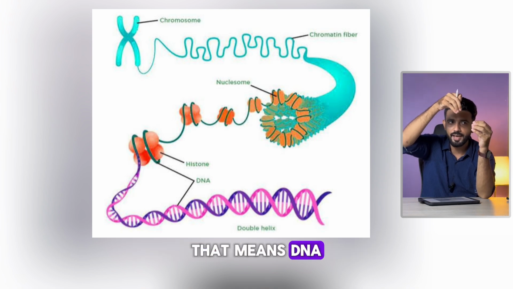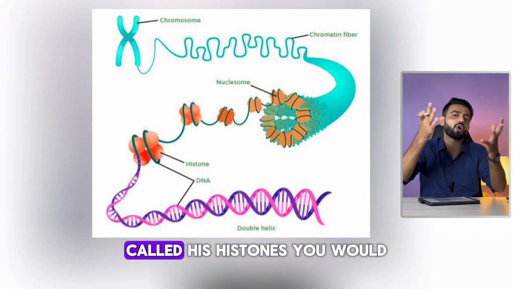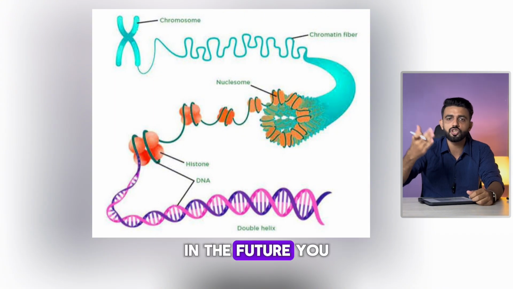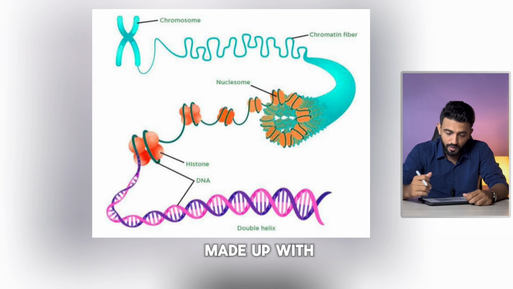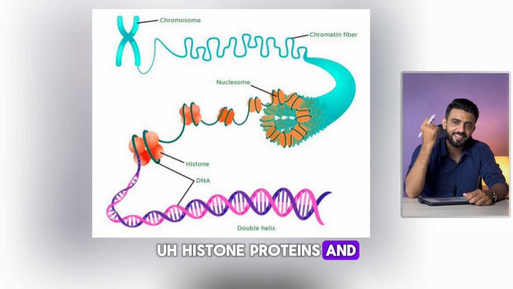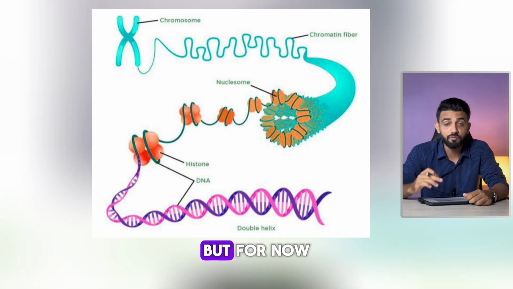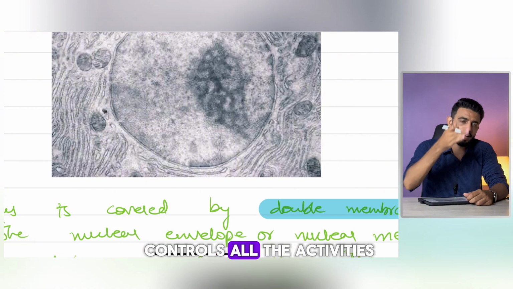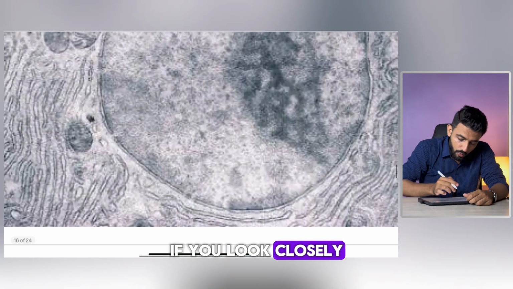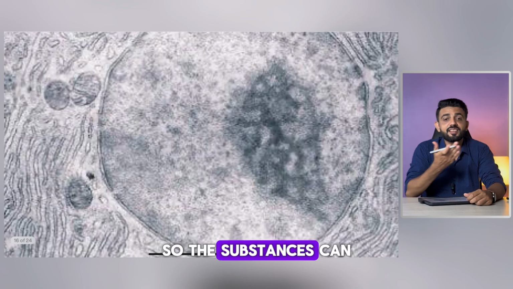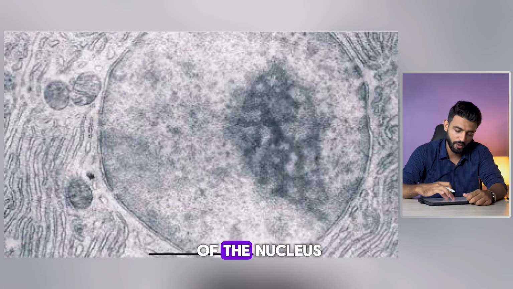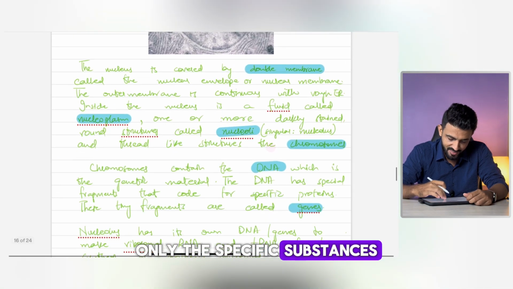That means DNA integrated with the proteins called histones. In the future, you would look at the structure of DNA, and you will see how the chromosomes are made up of histone proteins and the DNA wrapped around them. But for now, just remember that the nucleus controls all the activities. If you look closely, you will see that there are small pores present. This is so the substances can move in or out of the nucleus, only the specific substances.